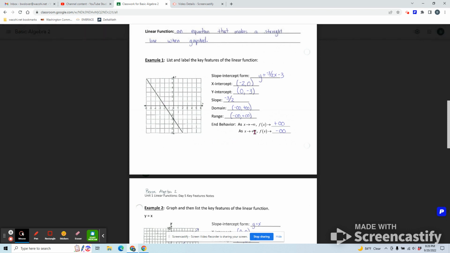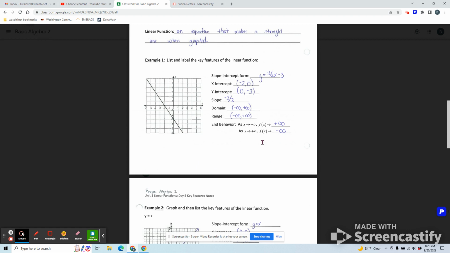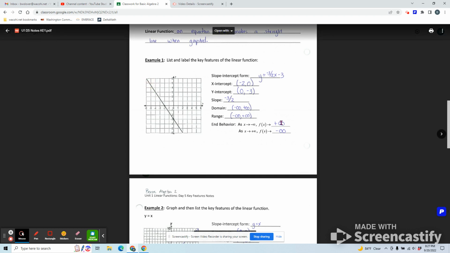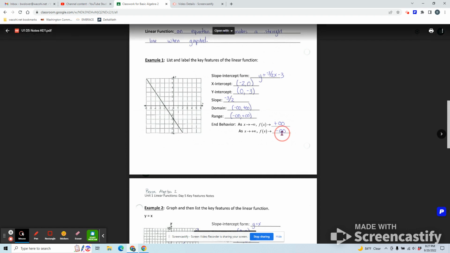And then I look down here. The second one, as x approaches positive infinity. So now my x values are way over here, where my cursor is. Where's my line? Well, I just look at my line. Where's this pointing? Well, it's pointing down. Well, if it's pointing down, that means I have negative numbers, or I have negative infinity. So the easiest way to think about these end behaviors is to just look at the graph. Where's this pointing? Pointing up to positive numbers, positive infinity. Where's this pointing? Down to negative numbers, so negative infinity.